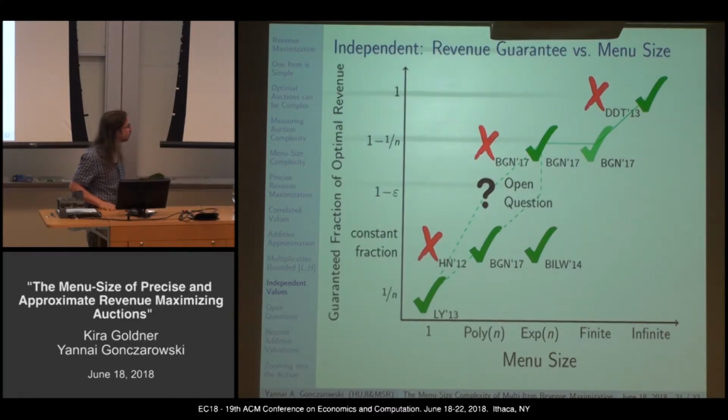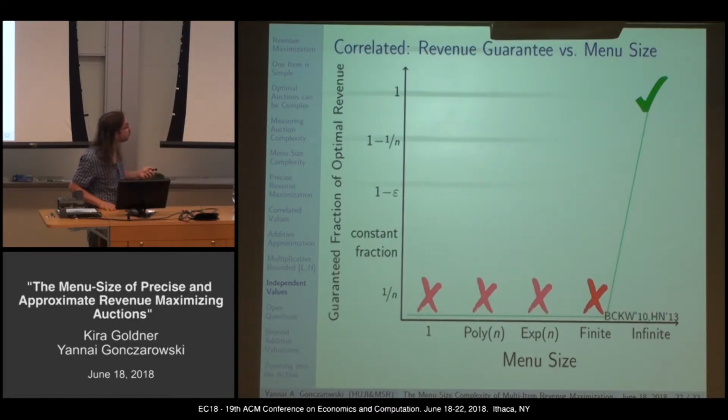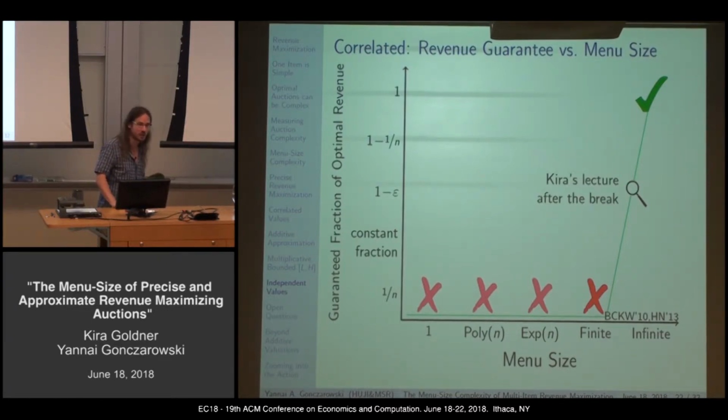This graph for independent does look far more interesting than this graph for correlated. It makes you kind of want to say, what's going on here? Maybe something could be done here to show something interesting that kind of looks like this and not like nothing, everything. And this is going to be Kira's lecture after the break. So very, very worth it to stay here.